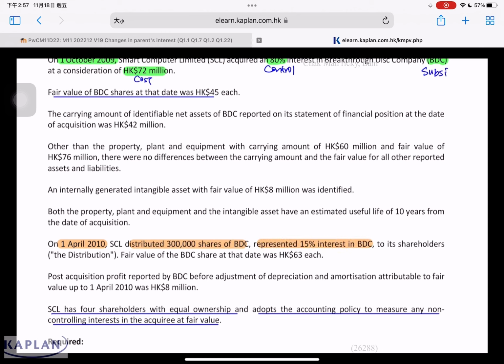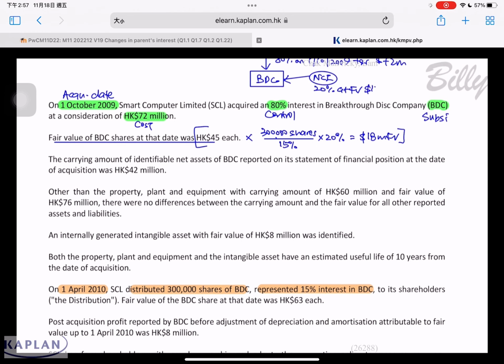NCI is equal to 20%, and 300,000 shares is equal to 15%. 100% will be equal to 2 million shares, multiplied by 20%, and $45 each, gives an $80 million fair value. This case should be equal to a fair value of $80 million.